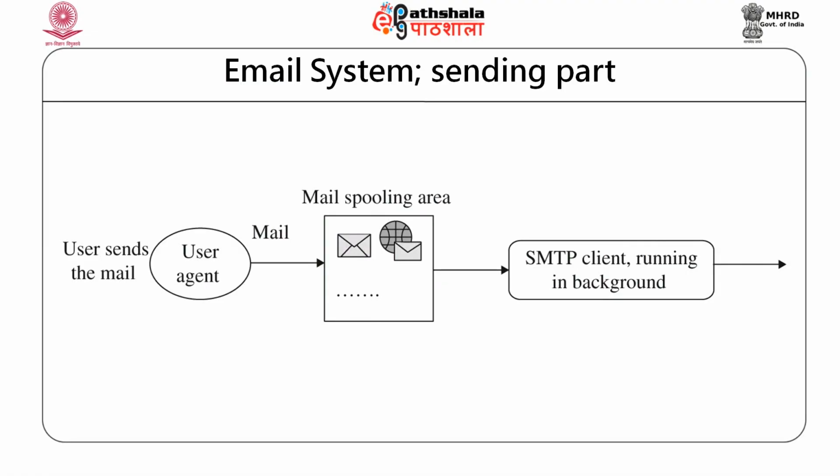Let us begin with the email system and the sending part. When the user sends the mail, there is something called a user agent which interacts with it, and then the mail is sent to an area called the spooling area. There is an SMTP client running in the background, continuously looking at the spooling area. Whenever a mail is inserted by the user agent, this SMTP client picks up that mail from here and sends it to the server. Now, that is the sending part.